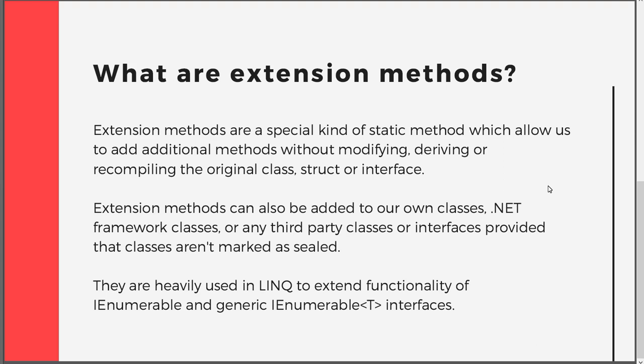An extension method can also be added to our own classes, and it could be a .NET Framework class or any third-party classes or interfaces, provided that the classes are not marked as sealed. They are heavily used in LINQ to extend the functionality of IEnumerable and generic IEnumerable interfaces. To understand it in more detail, I have already created a console application, so let's head towards it.